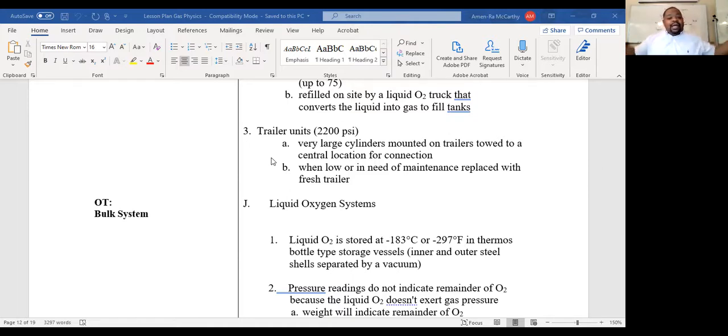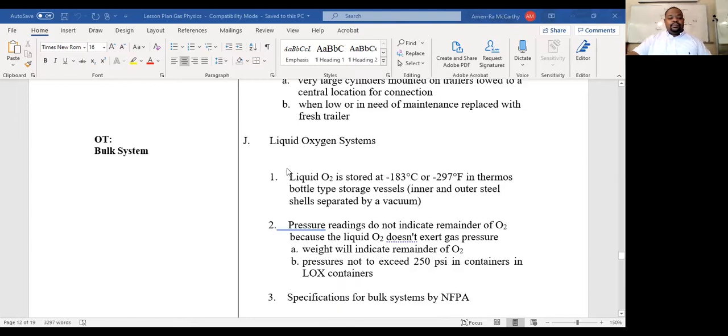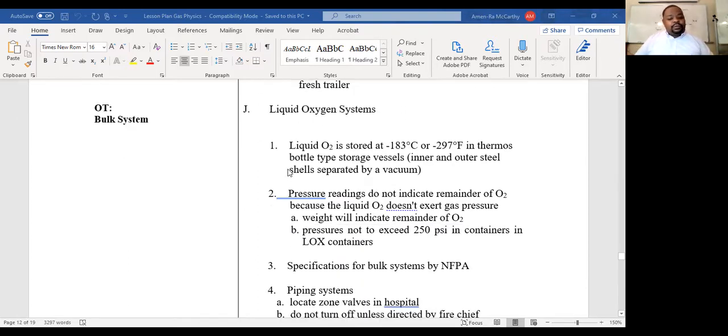Look at that. No matter how big the unit is, gaseous O2 pushes up to 2,200 PSI. Remember we said the E cylinder is small, but it still has a punch of 2,200 PSI. The H tank is big, but it still has only 2,200 PSI. So those trailer units of gaseous O2 are huge, a tractor trailer, but it only puts out 2,200 PSI, okay? All right.